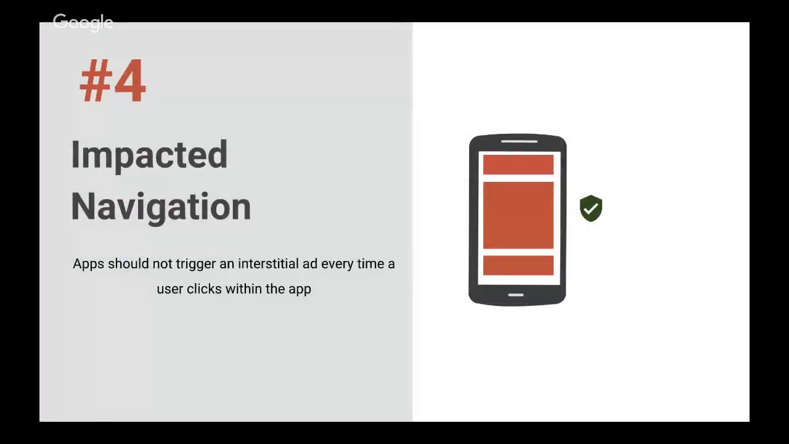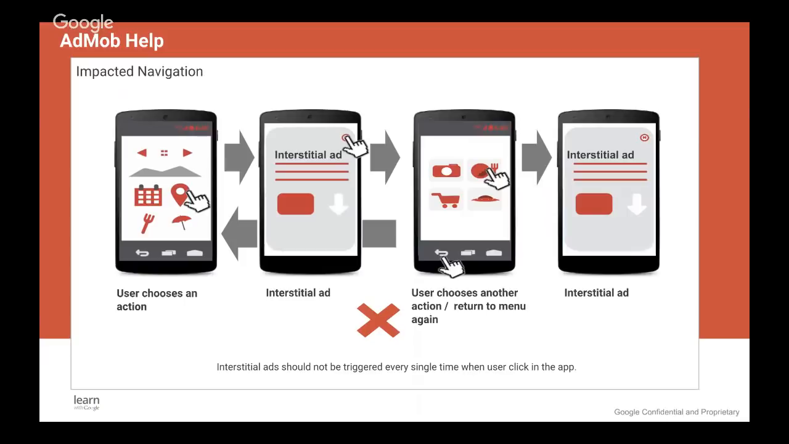Now, the last most common violation that I want to speak to you about is how interstitial ads, if not placed correctly, could impact navigation. Apps should not trigger an interstitial ad every time a user clicks within the app. This is very important, as you cannot place an interstitial ad upon every user click within the app, as it leads to a very bad user experience, as well as possibly accidental clicks, and the user probably not wanting to return to your app because you are impacting their navigation within the app.